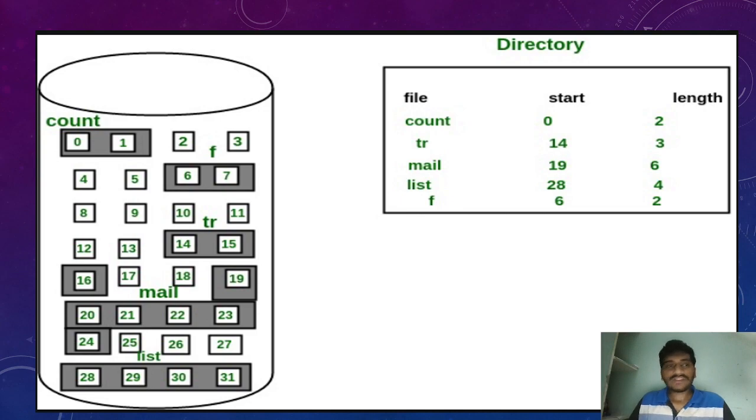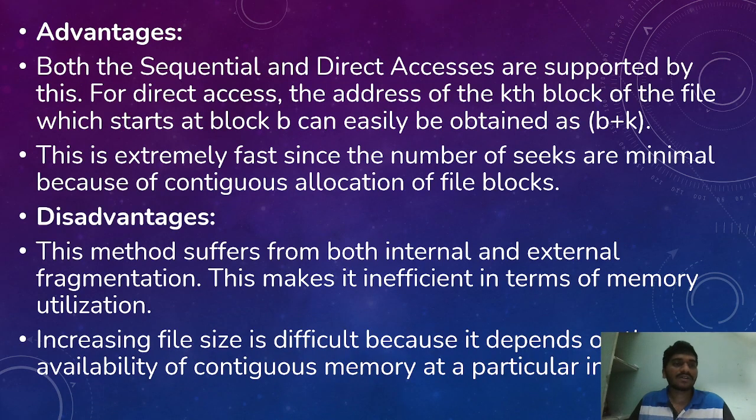Next, we're gonna discuss the advantages and disadvantages involved in contiguous allocation. First of all, advantages. Both sequential and direct access are supported by this. For direct access, the address of the kth block of the file, which starts at block B, can easily be obtained as B plus k. The second advantage of this type of allocation is that it is extremely fast, since the number of seeks is minimal because of the contiguous allocation of file blocks.